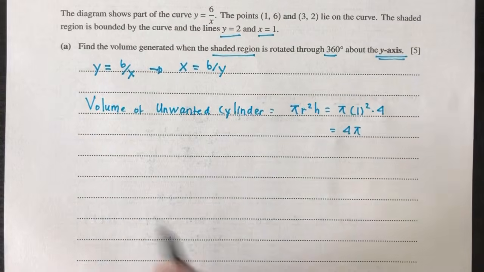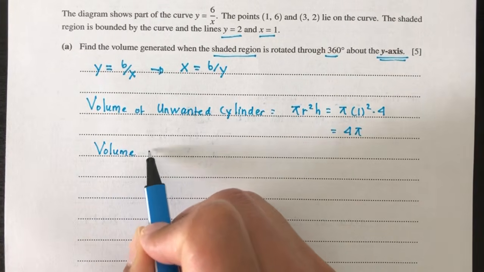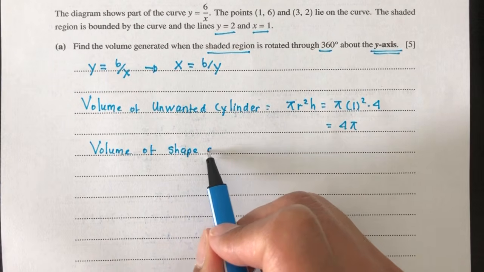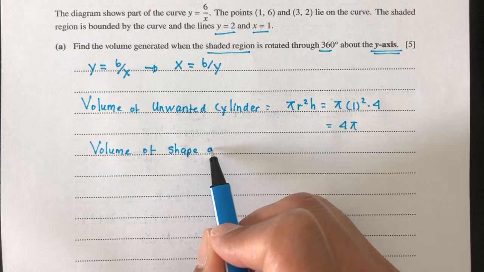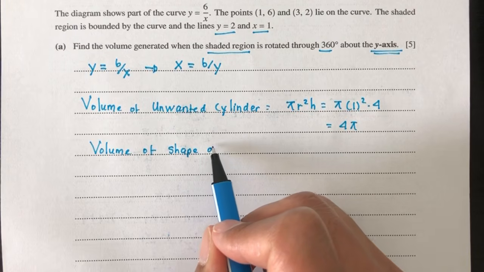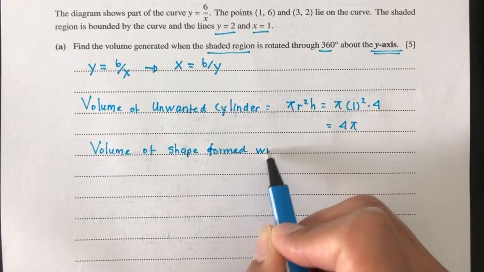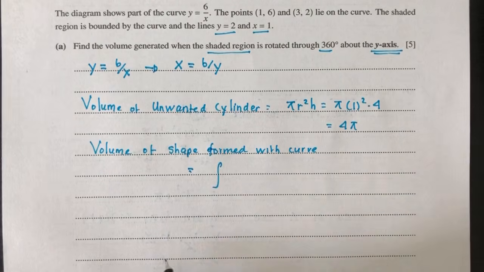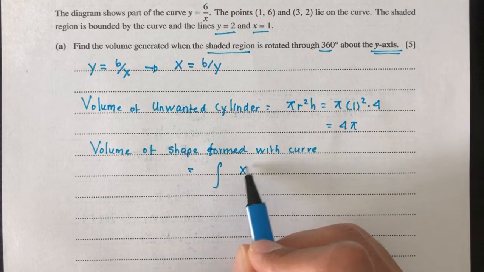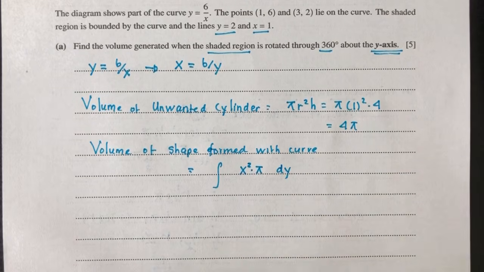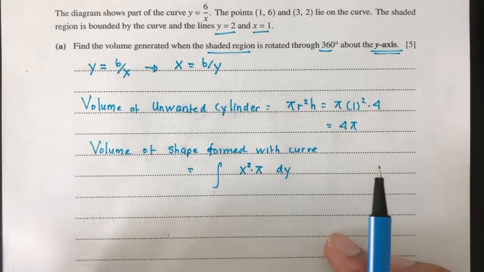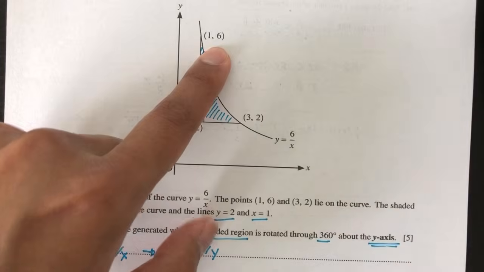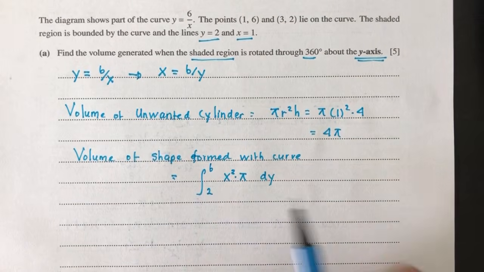Let's find that. So volume of the shape formed with the curve. We have a formula for this one. It will be the integration of pi x squared dy, because we are rotating about the y-axis. Now, what are the limits? As you can see, limits will be this point to this point, which is 2 to 6. So 6 and 2 will be our limits.